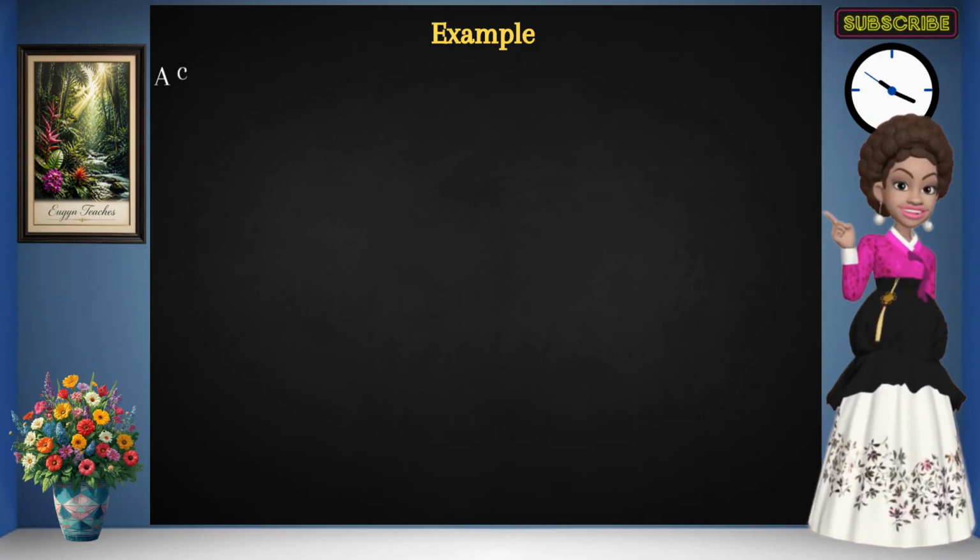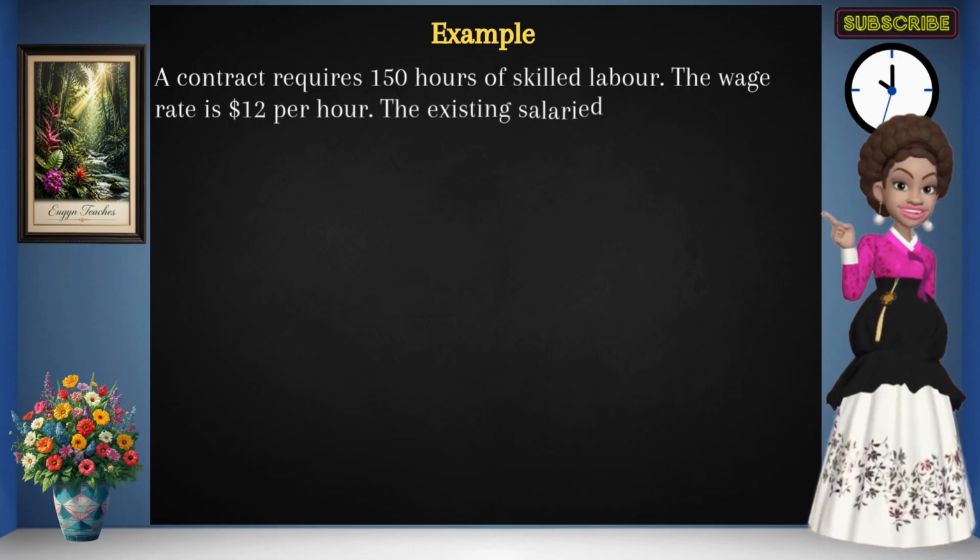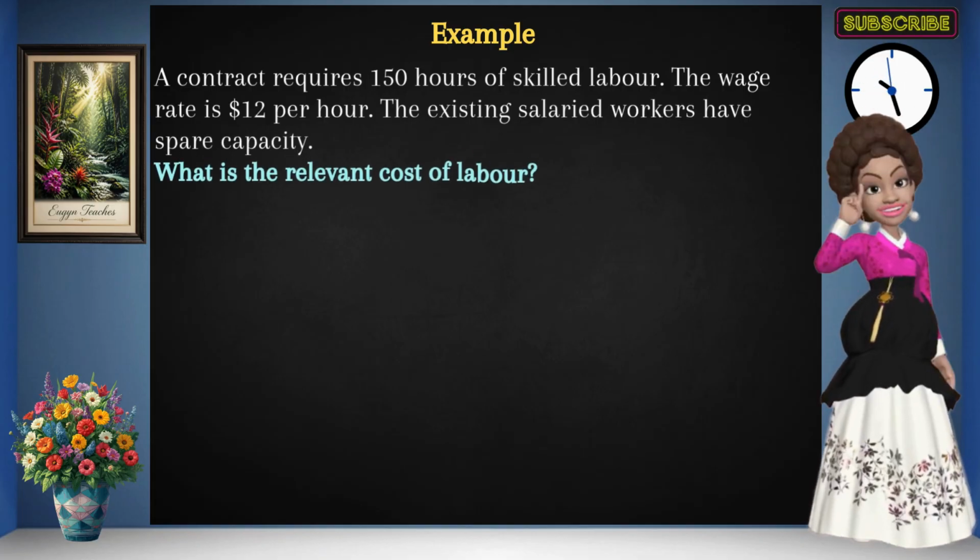Example, a contract requires 150 hours of skilled labor. The wage rate is $12 per hour. The existing salaried workers have spare capacity. What is the relevant cost of labor?